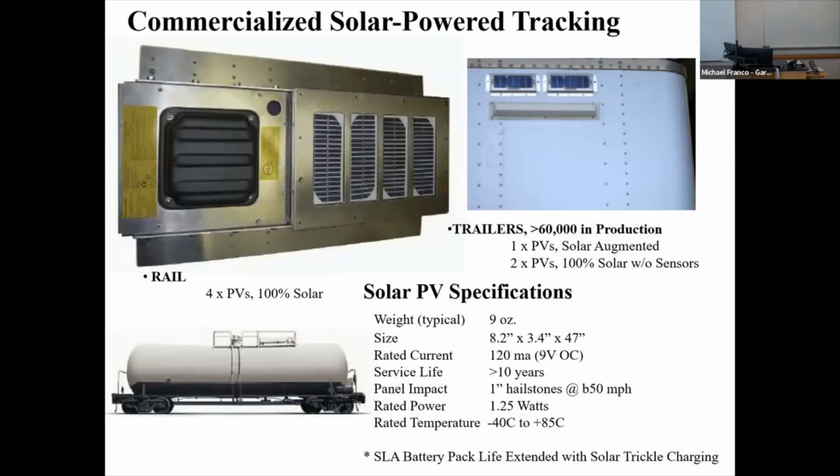This white box underneath was the antenna. Well, here are the specs on that photovoltaic panel. It's 9 ounces, 8 inches by 3.4 by 47 inches, and it lasted 10 years. And by the way, the way they commercially rate PV panels is by a 1-inch hailstone at 50 miles an hour when they're outside. And they talked about delivering 1.25 watts, which went into a storage medium.